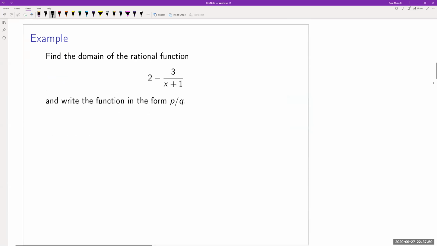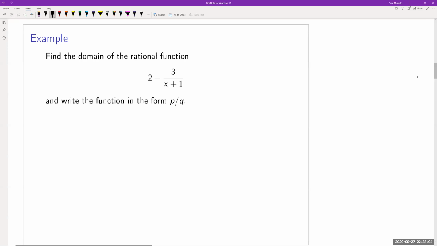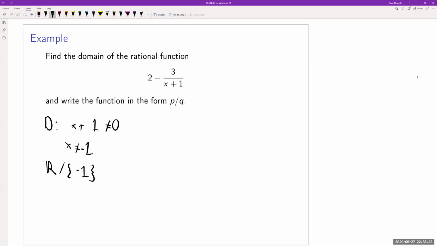For the domain, we know how to do this kind of problem. We have to simply make certain that the denominators are not 0. So for the domain here, x plus 1 is not equal to 0, which means x is not equal to -1. In terms of interval form, this will either be all real numbers except for -1, or in terms of the unions of several intervals, -infinity up to -1, unioned with -1 to infinity.